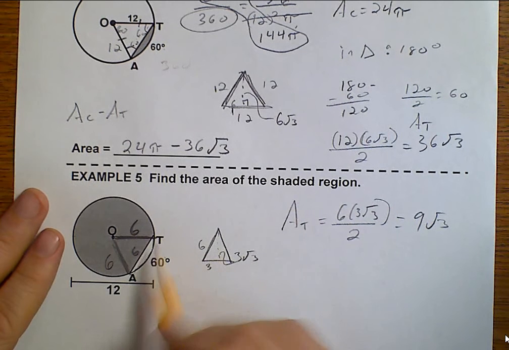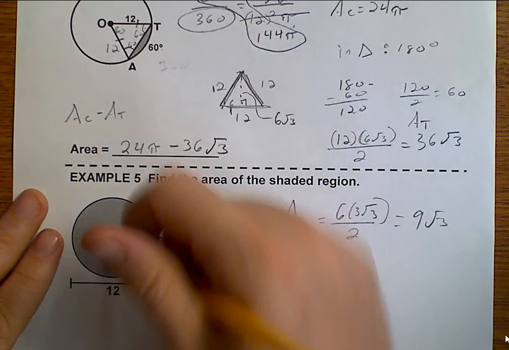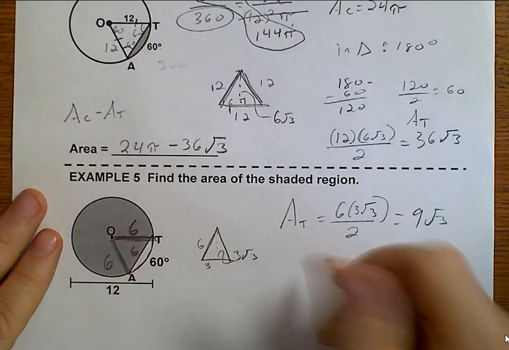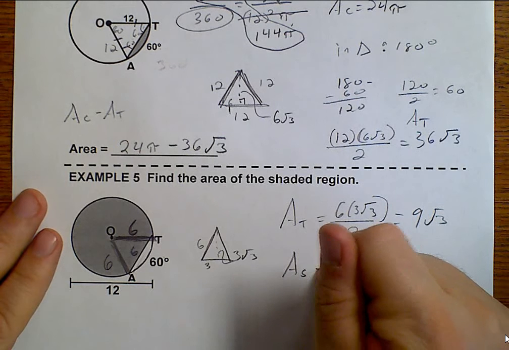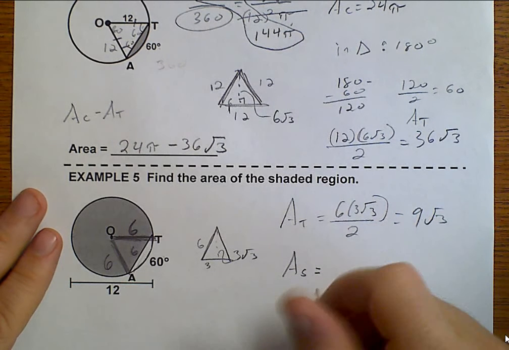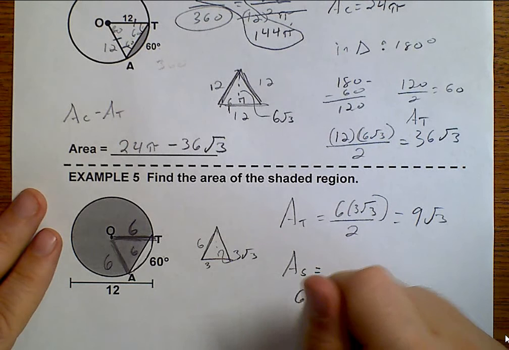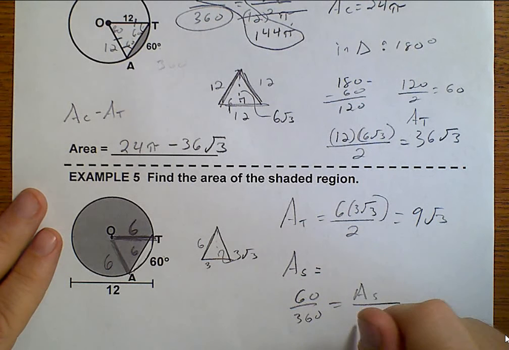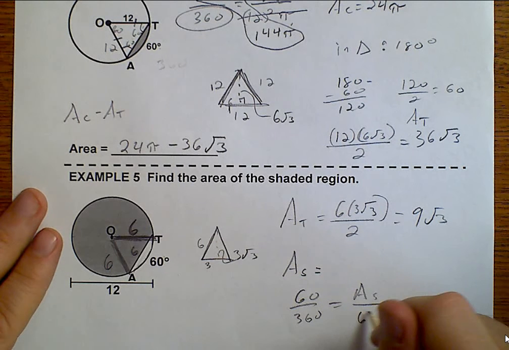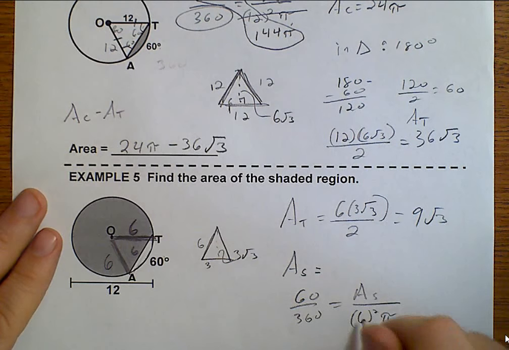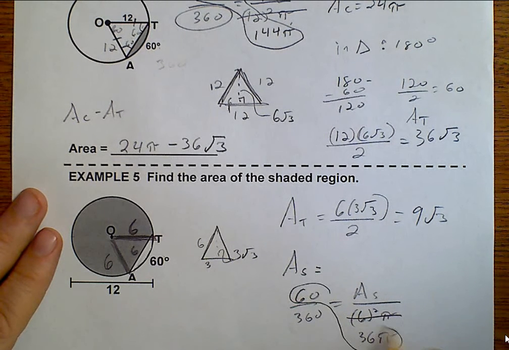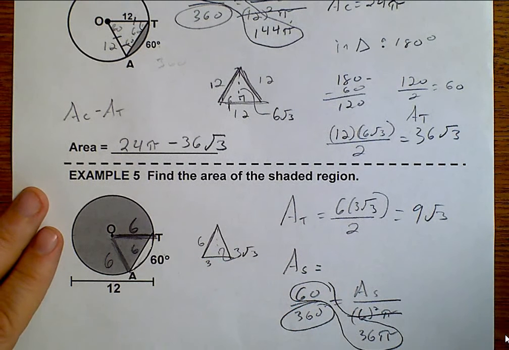And the area of my sector, this sector that is created by those two radii. To do that, we need 60 over 360 equals area of my sector over 6 squared pi, which is 36 pi. Cross multiply and divide. 60 times 36 divided by 360 equals 6.